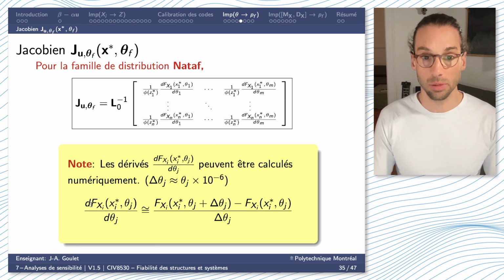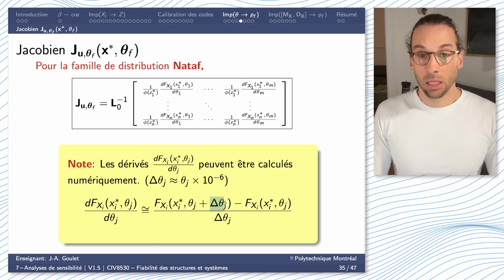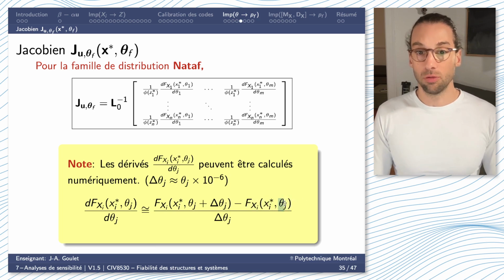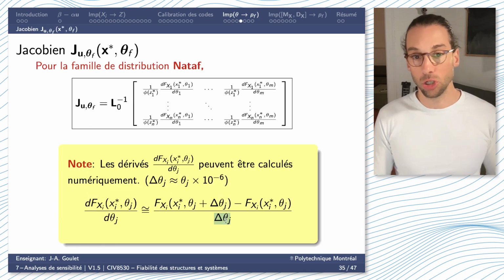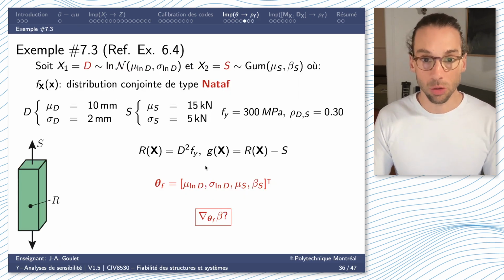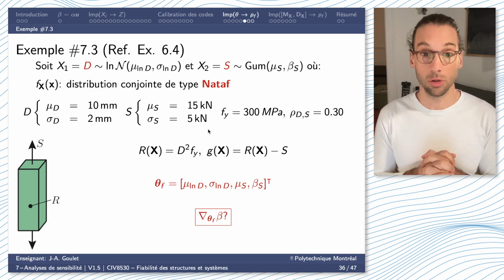So if I want to approximate this derivative, I'm going to evaluate my CDF for the variable I'm looking at, where I perturb the parameter by a quantity delta theta j, minus the CDF evaluated at the nominal value. And I'm going to divide by that perturbation I added. In practice, I'm going to use perturbations that are infinitely small. That's going to allow me to compute all the derivatives I want to obtain.